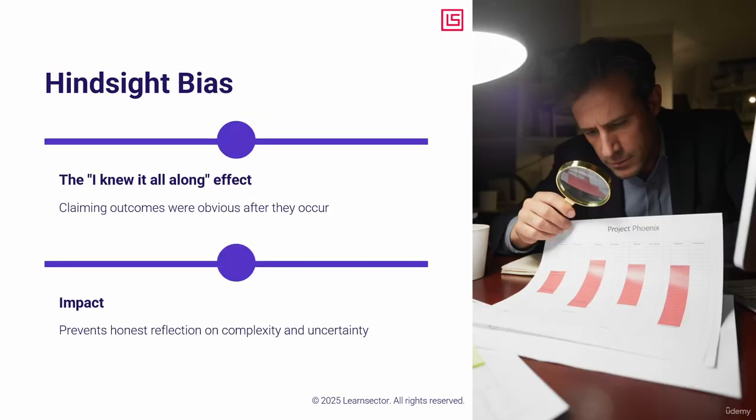Hindsight bias is what we experience when we look back on past events and believe we knew it all along. It can distort lessons from failure or success. After a project fails, some might claim the outcome was obvious and should have been avoided, though in truth, that wasn't clear at the time. This bias can hinder future learning if it prevents honest reflection on complexity and uncertainty.